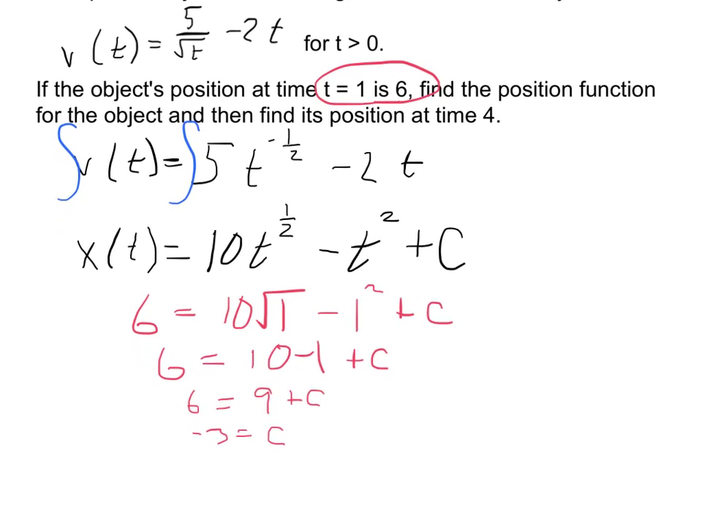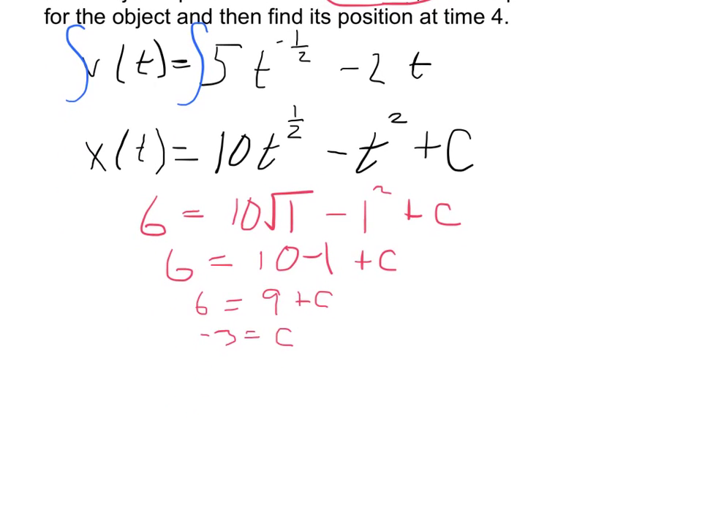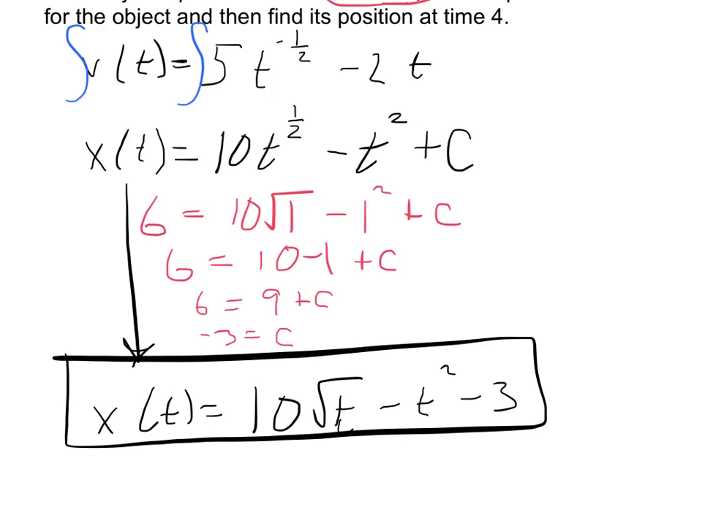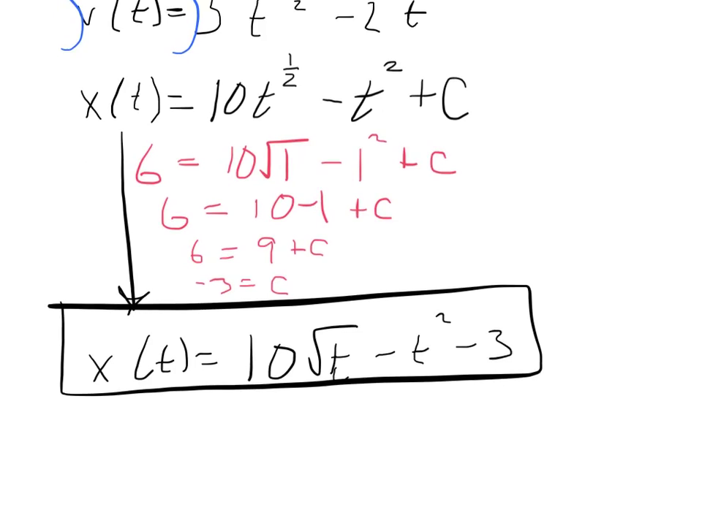So just like before, this allows me to refine my position function. X of t is 10 root t minus t squared minus 3. That's the position function, which is half of what they asked for. The last part was, what is the object's position at time 4? Great, so I just have to take this thing and plug 4 into it.